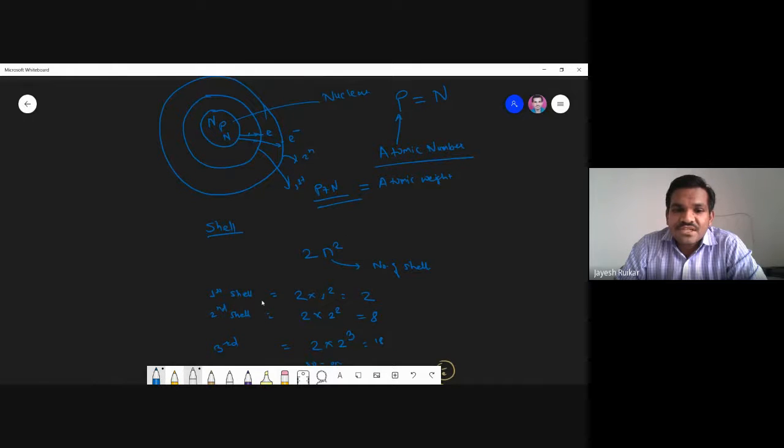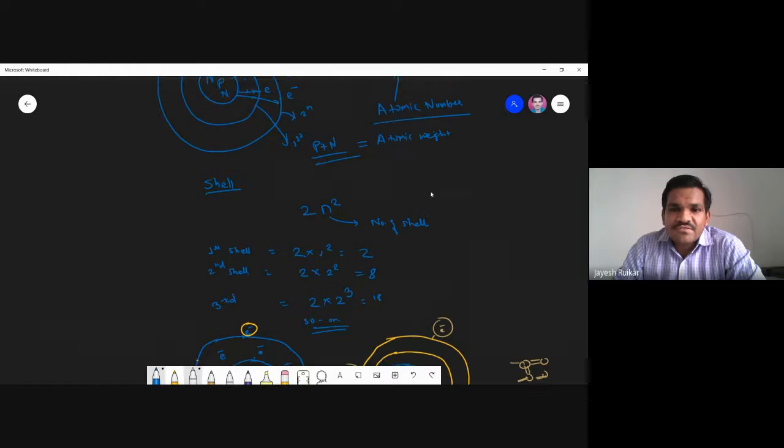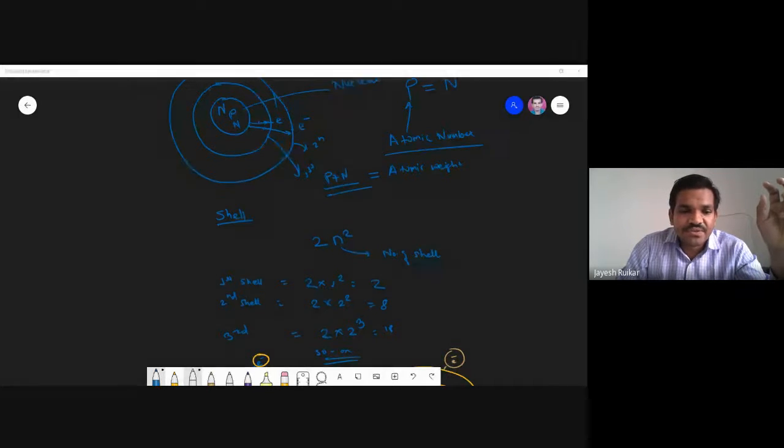In the first shell 2 electrons will be there, in the second shell 8 electrons, and in the third shell it depends upon the formula 2n square, where n is the number of the shell. Even the distance between the nucleus and the first shell is one thing we need to understand: a fixed distance will be there in all of these shells. If you have any doubts, you can ask me in between.